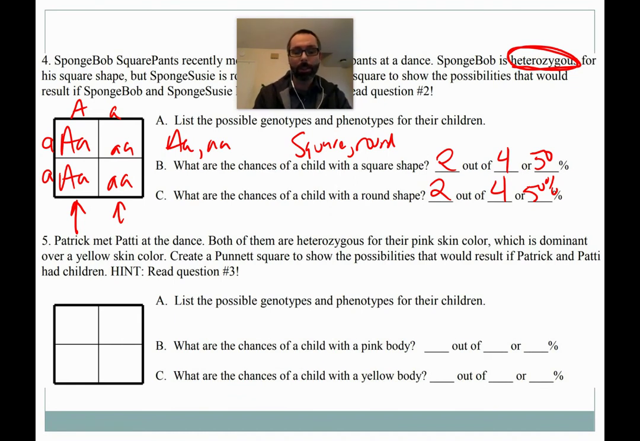Now again, we always start in the same place. I have to give letters, genotypes, to Patrick and Patty. I need 2 letters for Patrick, 2 letters for Patty. It tells us that they're both heterozygous.